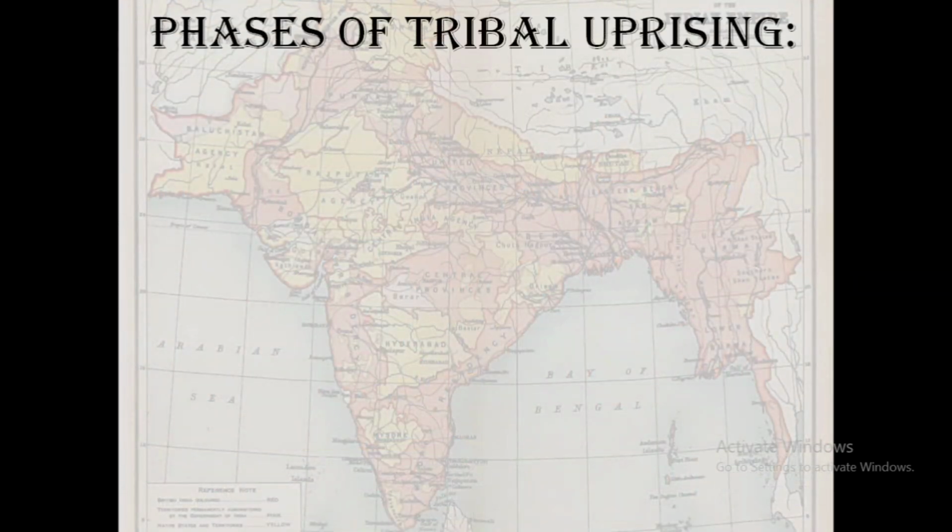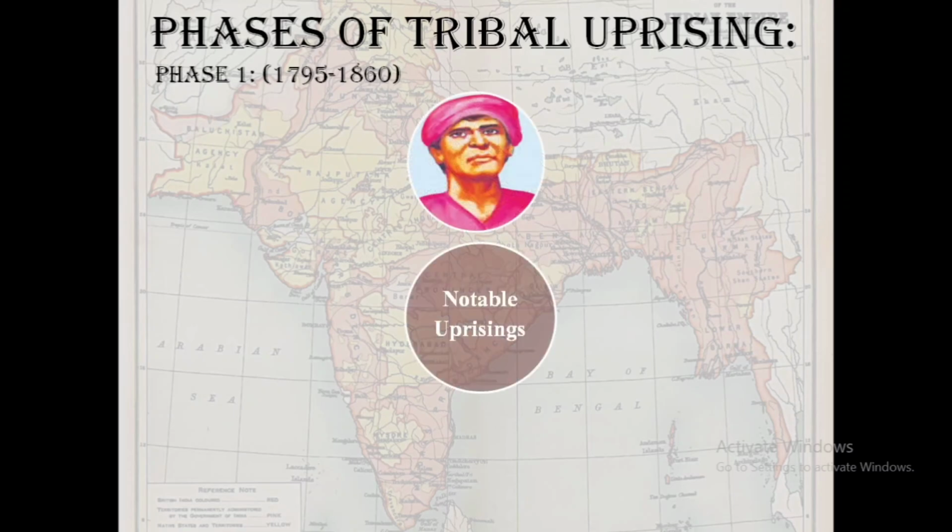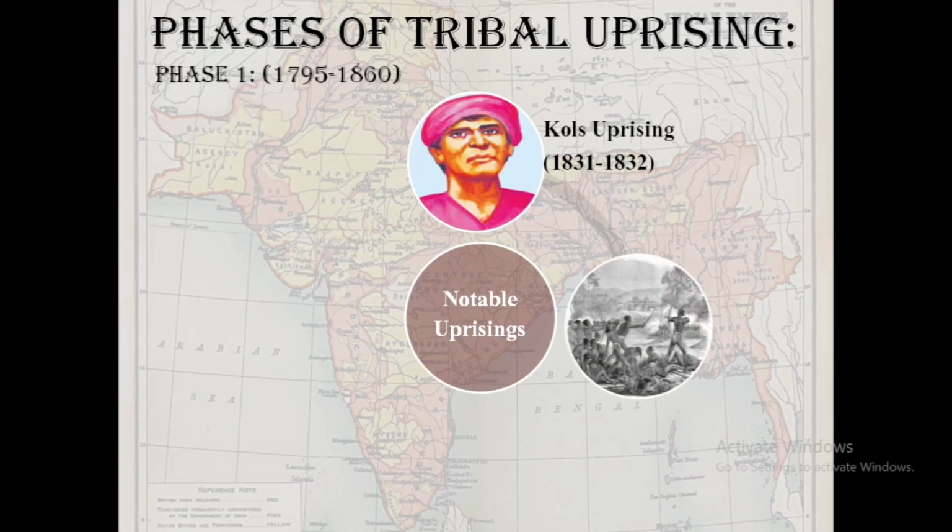There were namely three phases of tribal uprising: phase 1, 2, and 3. Some of the notable uprisings of phase 1 are Kol's uprising, led by Buddhu Bhagat, who was skilled in guerrilla warfare tactics. He raised a capable army, they defeated the British in the war, and freed the captive forest dwellers. However, they were later defeated by the British. And one of the major outcomes of this uprising was the Chota Nagpur Tenancy Act of 1908.